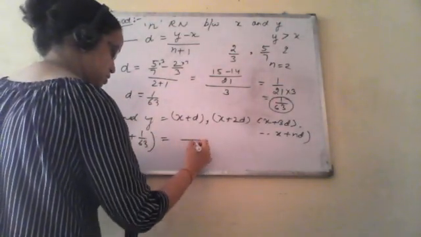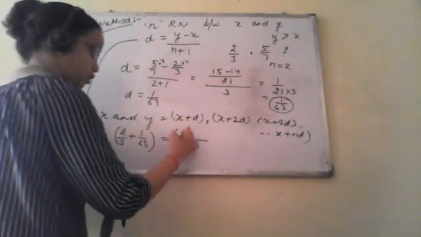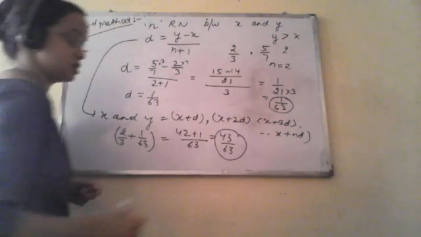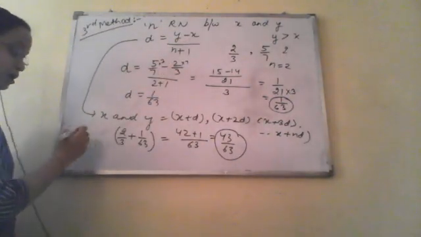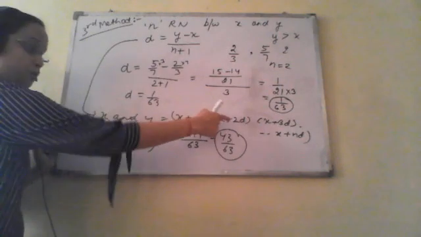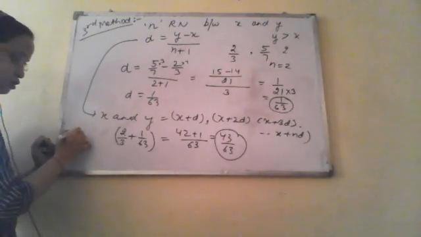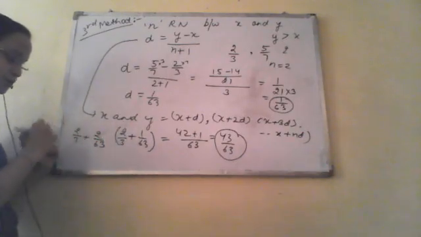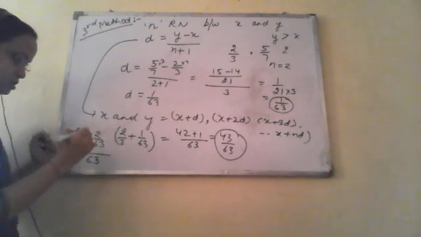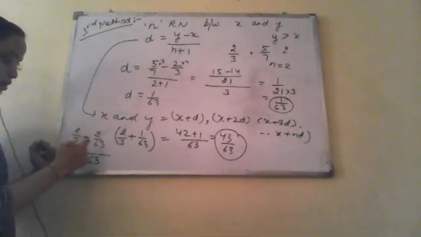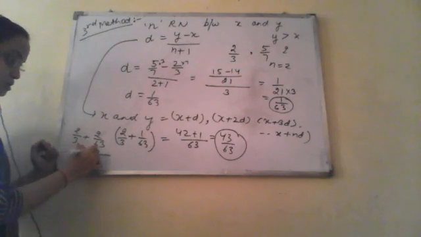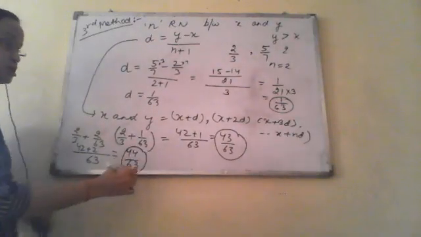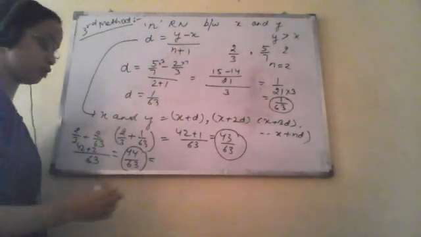Okay, so this is 63 and this is 21, this is 42 plus 1. This is 43 upon 63. So this is the first rational number between 2 upon 3 and 5 upon 7. Now the second rational number will be x plus 2d. That means 2 upon 3 plus 2d, that is 2 upon 63. So this is 63 and this is 42 plus 2. This is 44 upon 63. So the next rational number between 2 upon 3 and 5 upon 7 will be 44 upon 63.